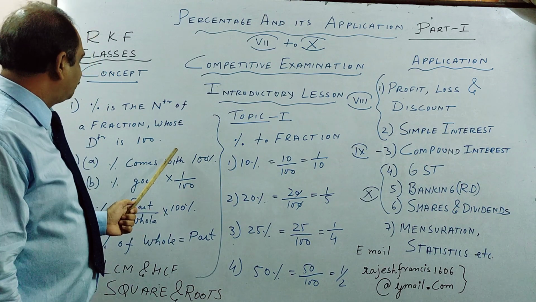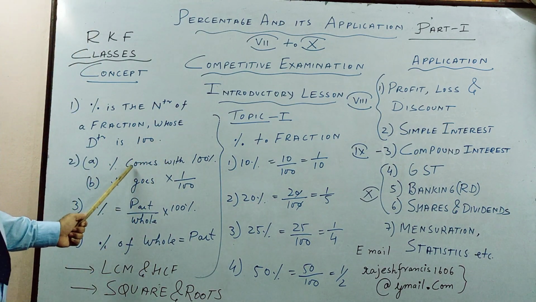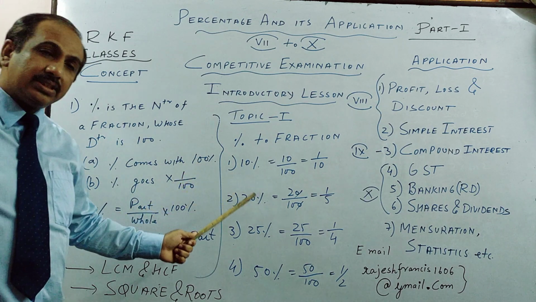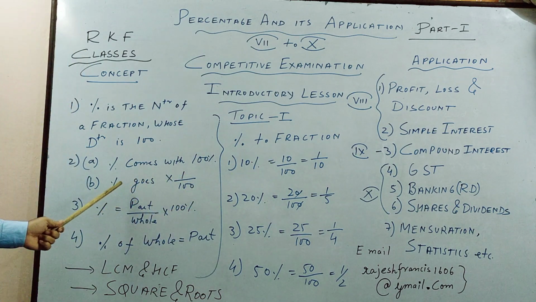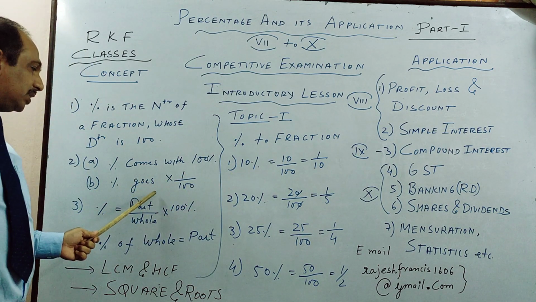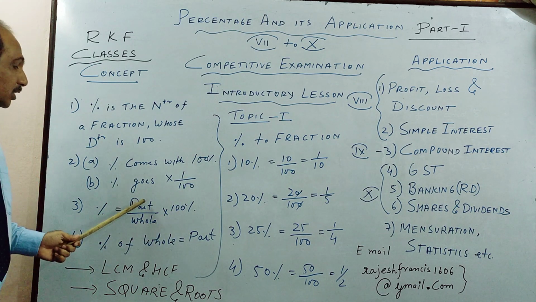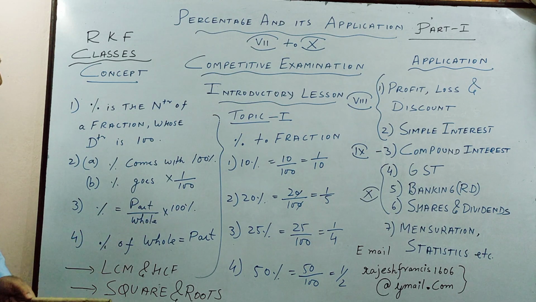Okay, then there are a few things which while teaching I tell you. Percentage comes with 100% whenever you have to bring percent. I'll do sums where you will see this percentage goes. When you remove percentage, 100 comes in denominator. Then percentage is part by whole. If you have to find, I'll show you by sum, into 100%. So this is the format you remember.